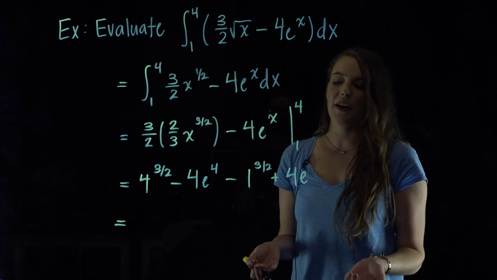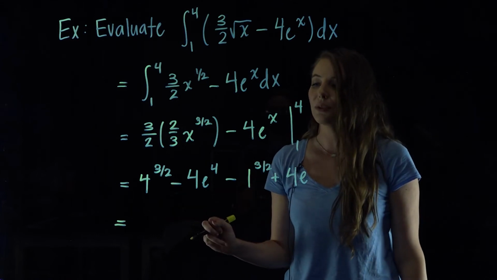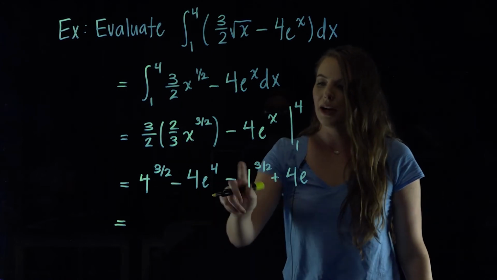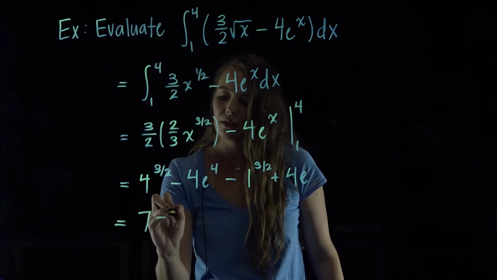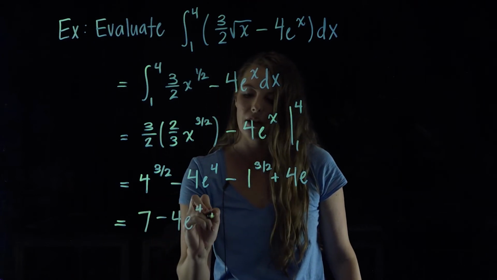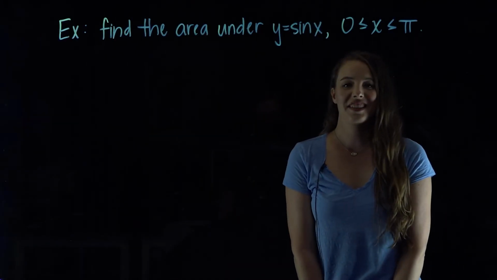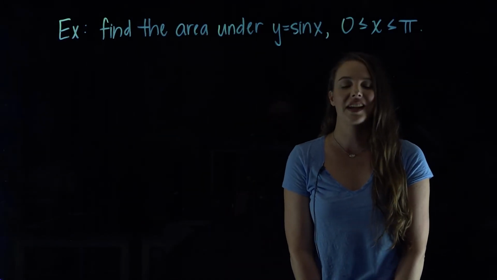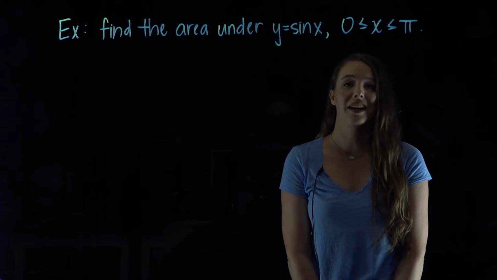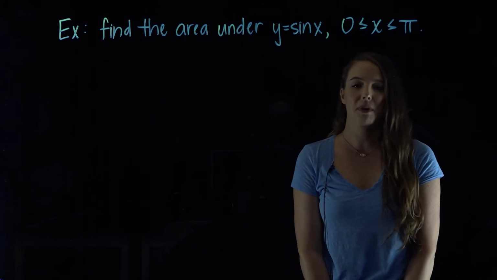This can be simplified a little bit. 4 to the 3/2 is equal to 8. 8 minus 1 gives me 7 minus 4e to the 4 plus 4e. Let's do another example. This problem asks us to find the area under the curve y equals sine x with x between 0 and pi.